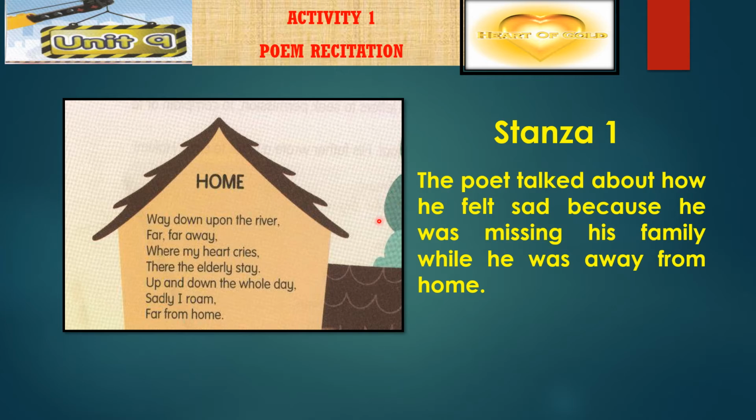Okay, now let's discuss the first stanza. So this is the first stanza. You can see that from this stanza, the poet is talking about how he felt sad because he was missing his family while he was away from home. Because you can see the words, sadly I roam far from home. So he really missed his family.